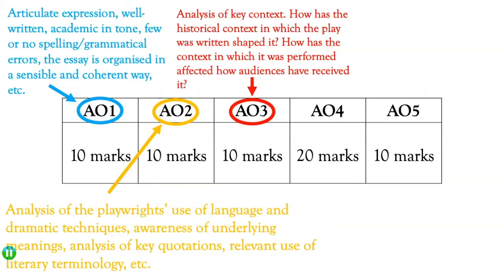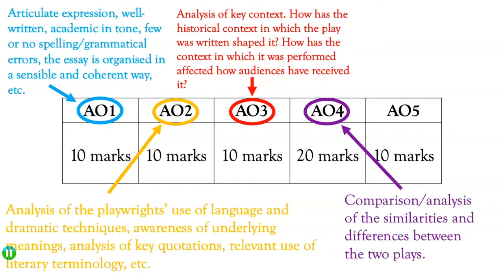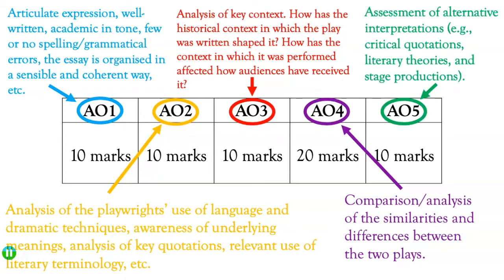It needs to examine the role played by contextual factors in shaping the plays in order to address AO3. It needs to compare and contrast the 2 texts in order to gain marks for AO4, and it needs to assess alternative interpretations by referring to critical quotations, literary theories, and stage productions in order to address AO5.